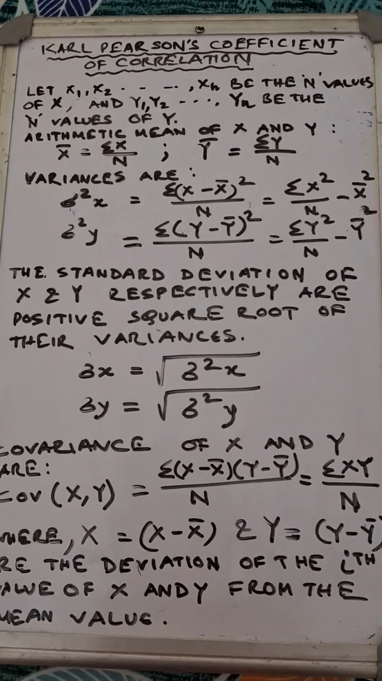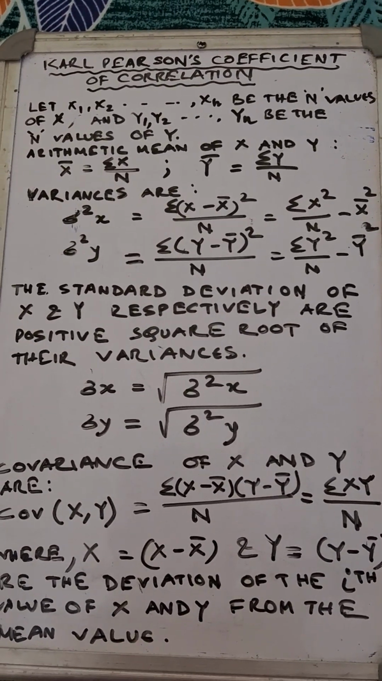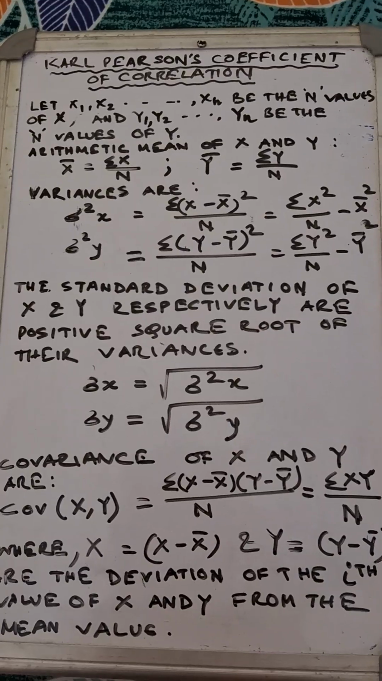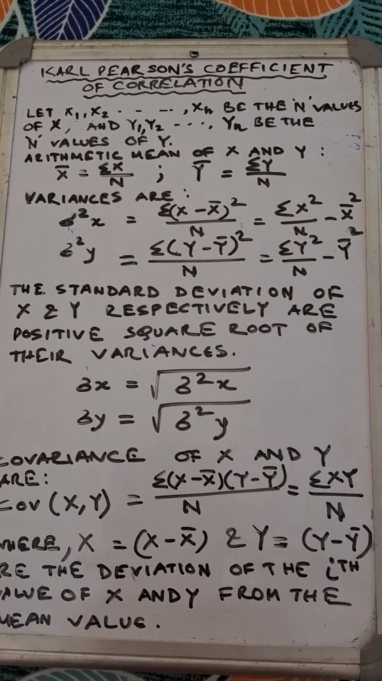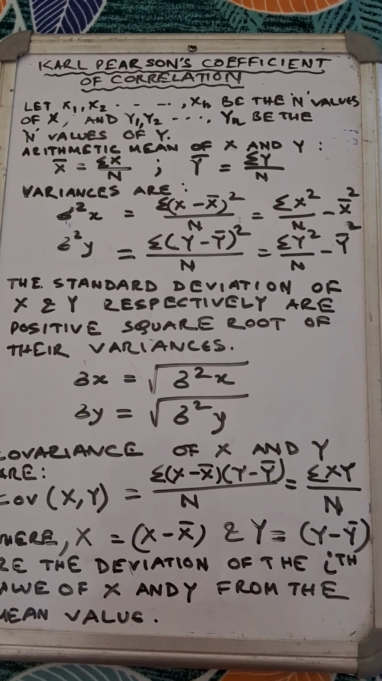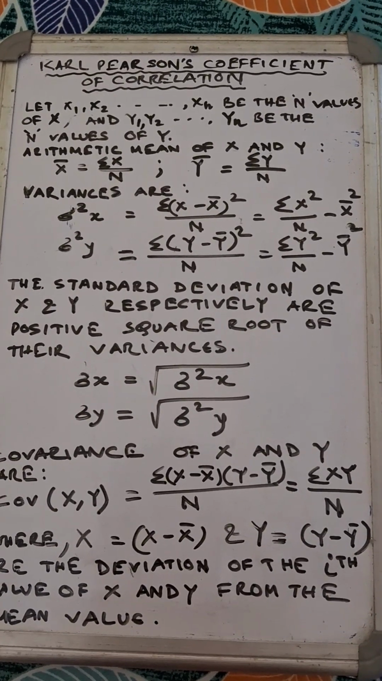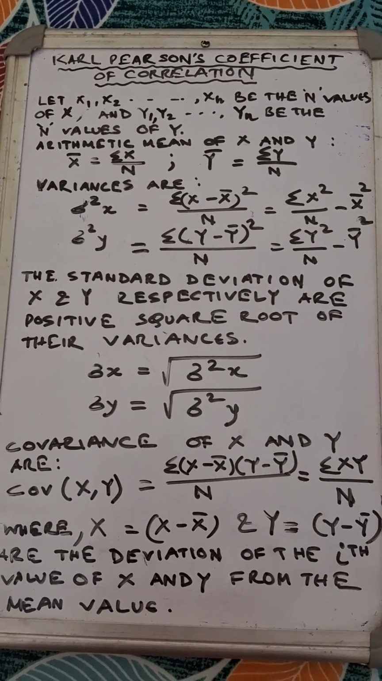Now the standard deviations of x and y respectively are the positive square root of their variances, which is given by sigma x is equal to root over sigma square x, which is the variance, and sigma y, which is the standard deviation of y, is equal to the square root of the variance, which is square root of sigma square y.